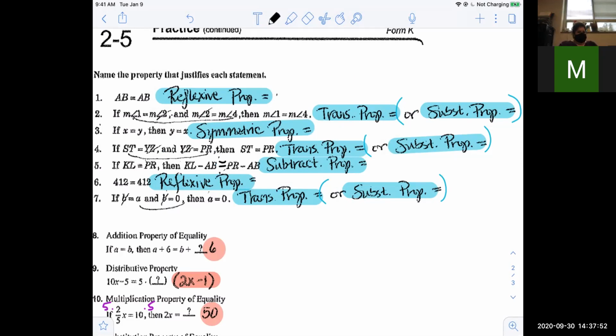So see how this one is transitive, but then it's also substitution. This one is transitive, but it's also substitution. And the last one is transitive, but it's also substitution. If it's transitive with equations, it's also substitution. But sometimes substitution is just substitution. Questions about 1 through 7, Brady?